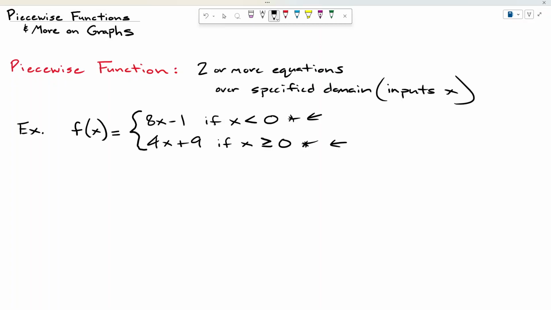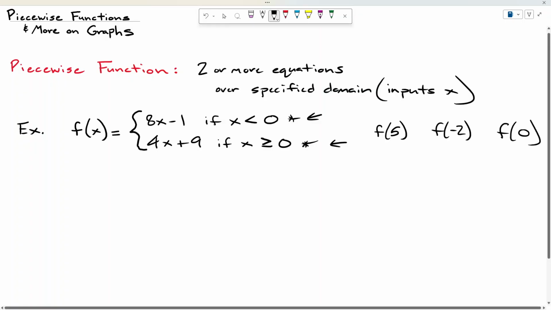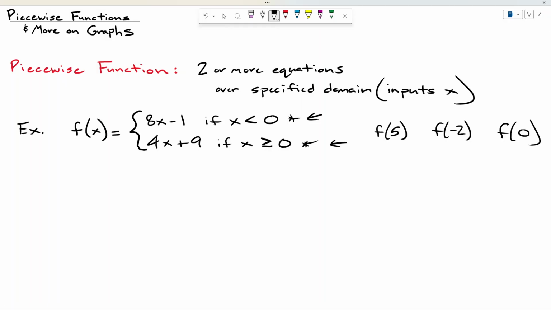So if we were asked to evaluate this for, let's say, f of 5, f of -2, and f of 0. So let's start with f of 5. Let's evaluate that. So the 5 is our x value, like we saw previously. It's what we're replacing x with. X is replaced with 5. So 5 is what we're inputting into the function.